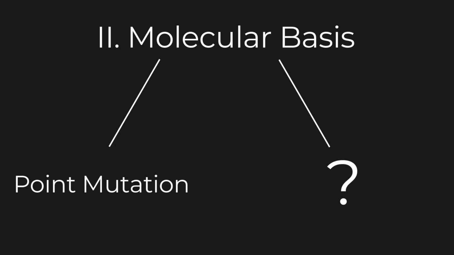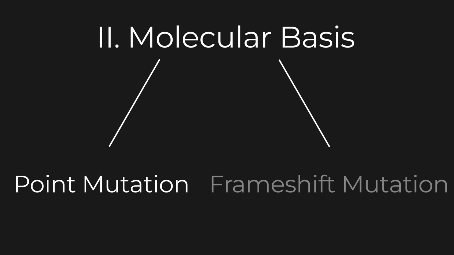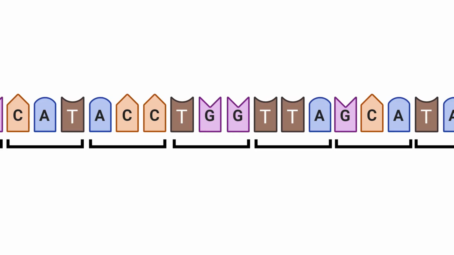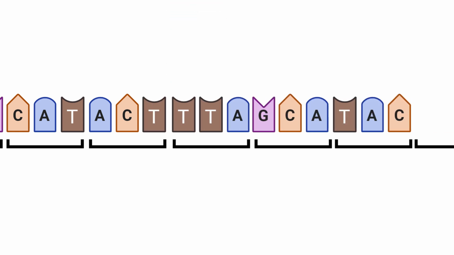The second major type of change in the DNA sequence is a frameshift mutation. This type of mutation is caused by the loss or addition of one or more nucleotides within a gene, which in turn alters the triplet reading frame during translation.